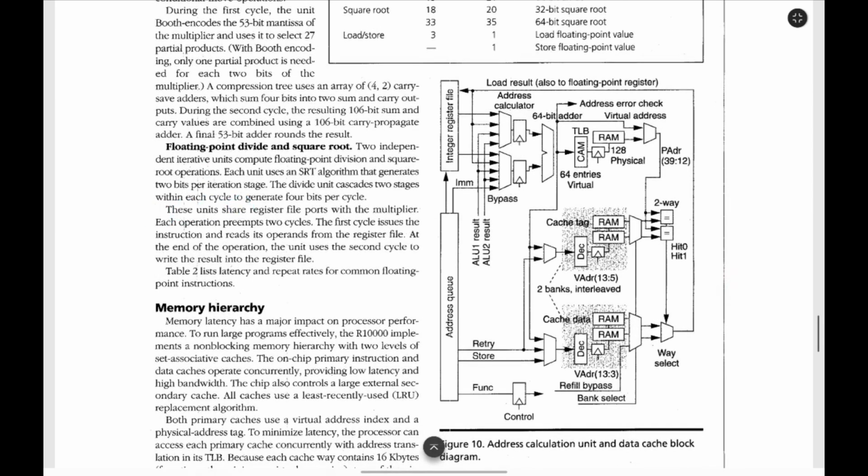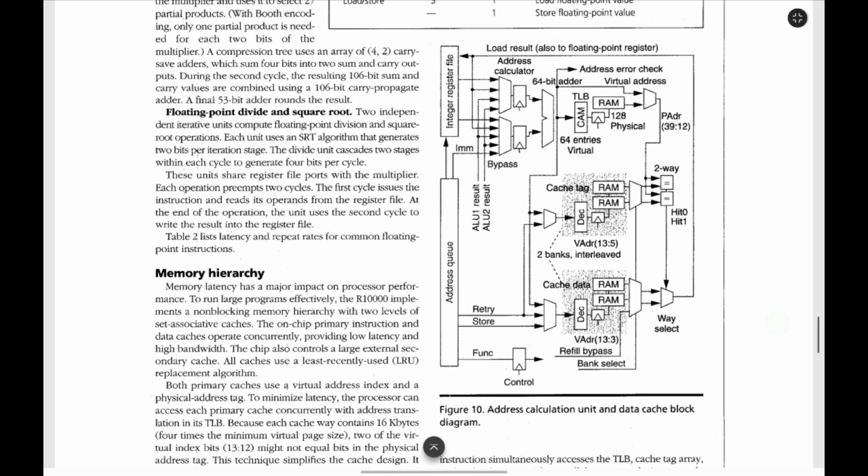These units share the register file ports with the multiplier. Each operation preempts 2 cycles. The first cycle issues the instruction and reads its operands from the register file. At the end of the operation, the unit uses the second cycle to write the result into the register file. A table lists the latency and repeat rate for common floating point instructions.